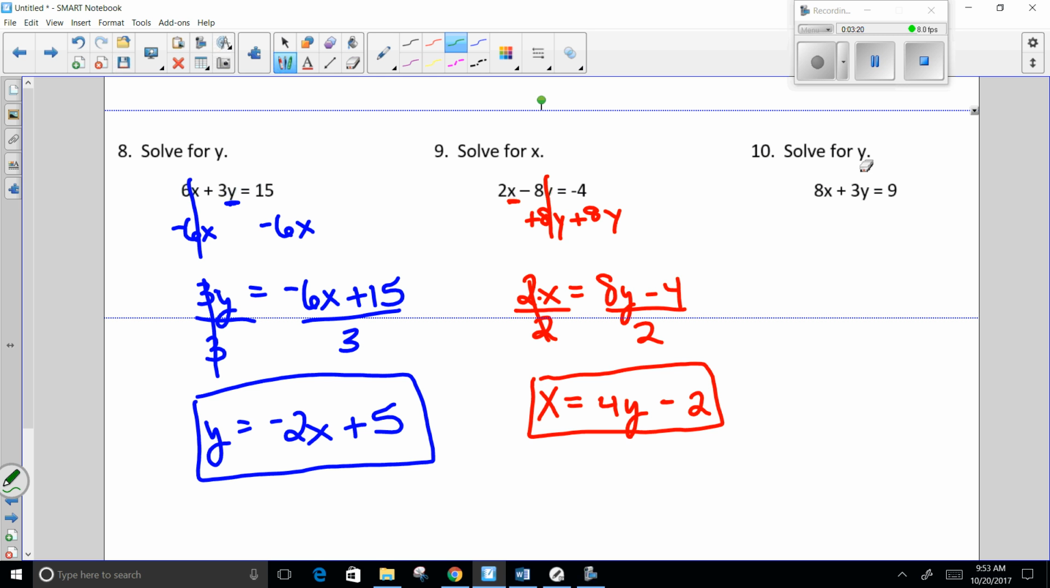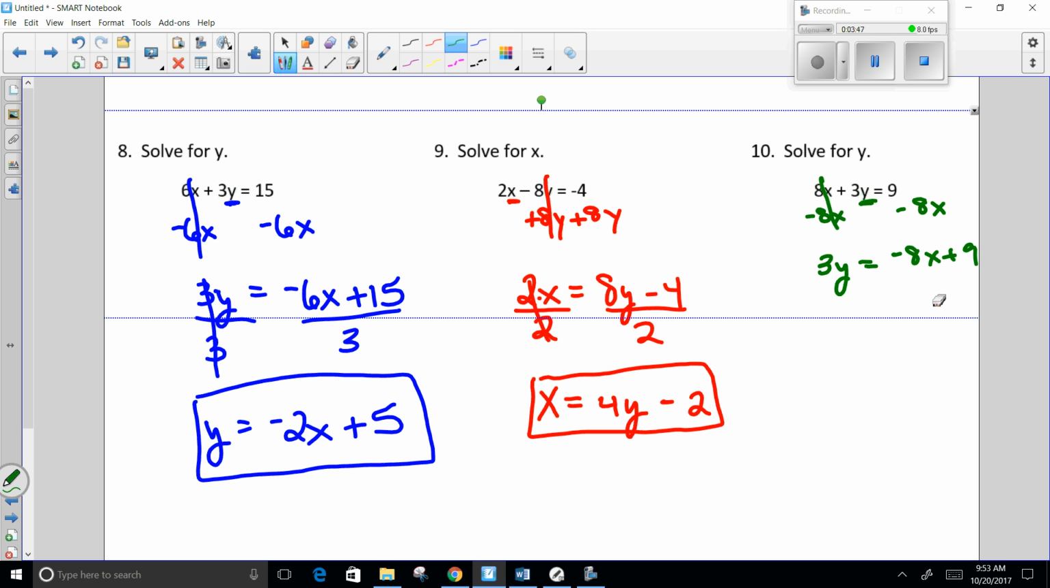And then the last one here says to solve for y. There's my y. Get the y by itself. So what do I do? I move the 8x to the other side. It's a positive 8x, so I subtract 8x from both sides. Notice I'm subtracting the x as well. I'm not leaving the x on the left side. So what happens is the 8x minus 8x is 0, and I get 3y equals negative 8x plus 9.